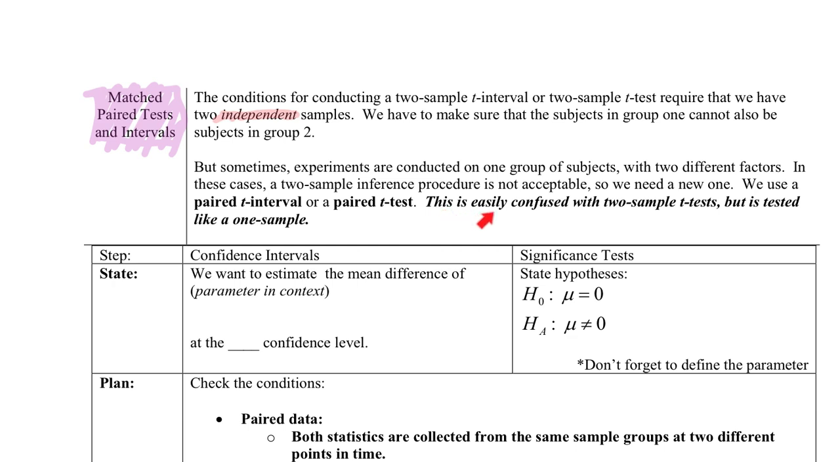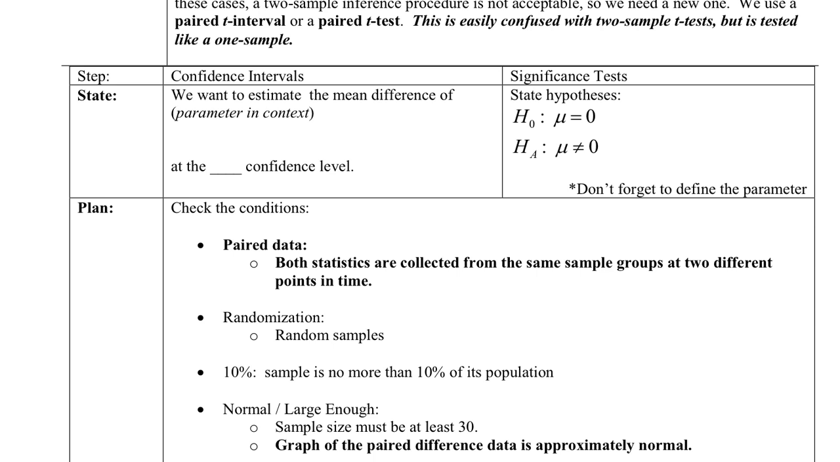You need to be cautious with matched pairs because it's going to look like a 2-sample t-test, but you're going to treat it like it's just a 1 sample. So we're going to calculate the difference for each pair and then just use that single list of differences to do our tests. Let's take a look at that for our 4 steps.